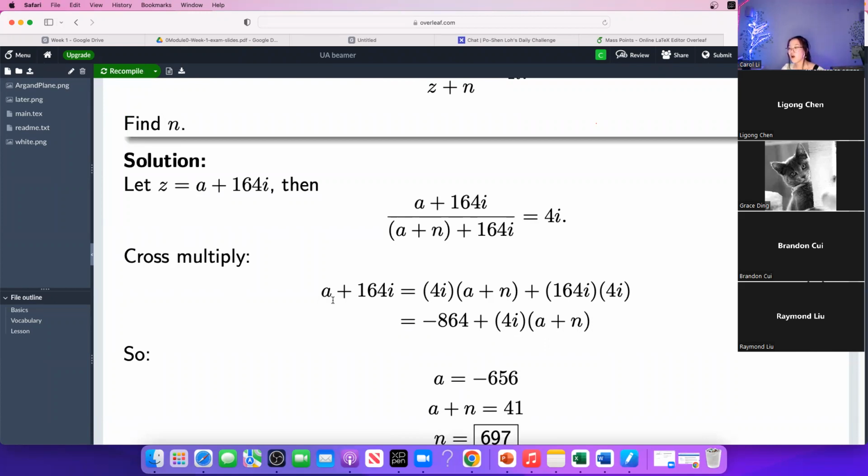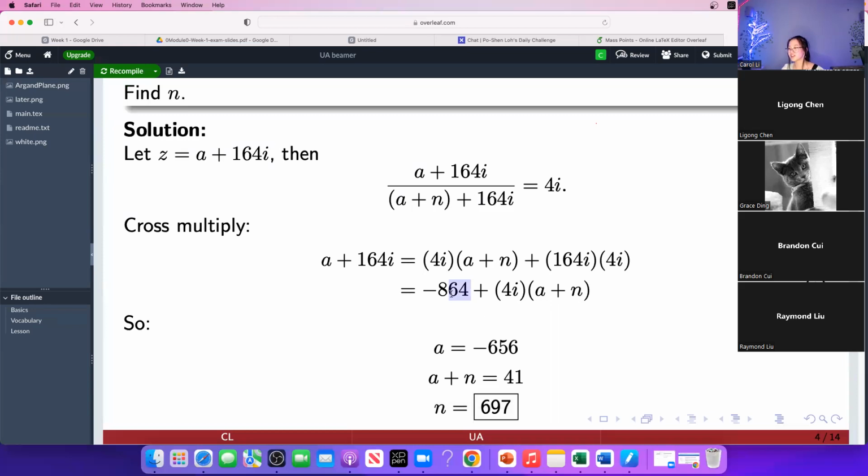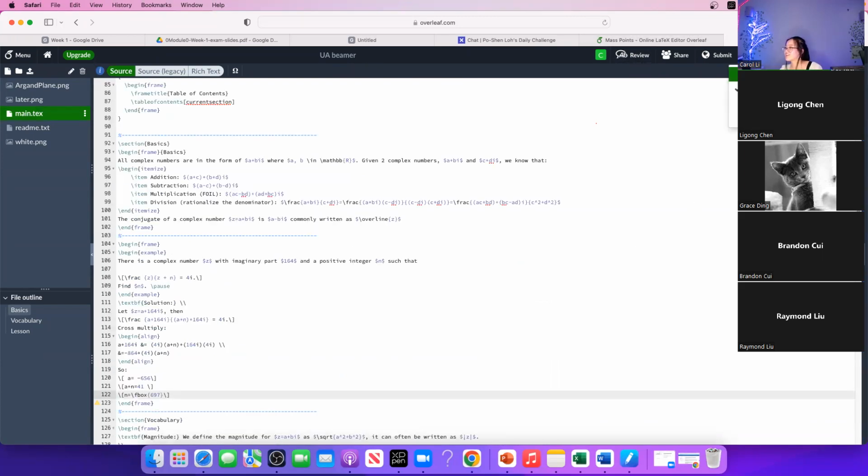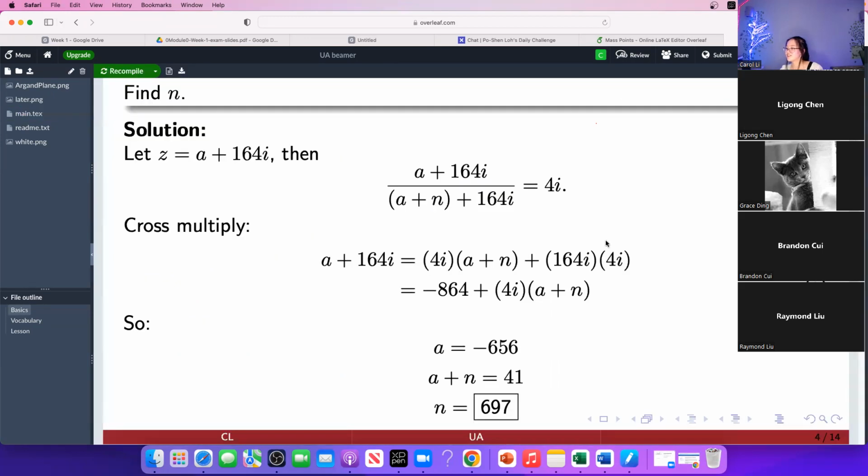So then you can see, oh, I actually put 864 here. It's actually 656. Sorry, this part is actually 656. I realized I made a mistake; I don't know where I got the 864 from. I fixed it here. 656. And you get that a plus n has to equal 41. So n equals 697. That's how you get this question.